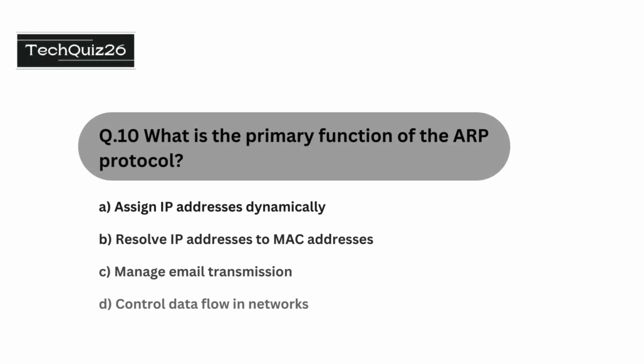Question number 10 is what is the primary function of the ARP protocol? The options are assign IP addresses dynamically, resolve IP addresses to MAC addresses, manage email transmission, control data flow in networks. The correct option is resolve IP addresses to MAC addresses.